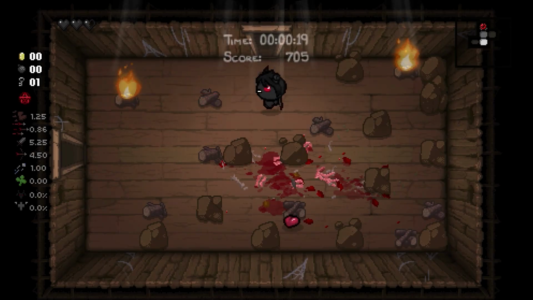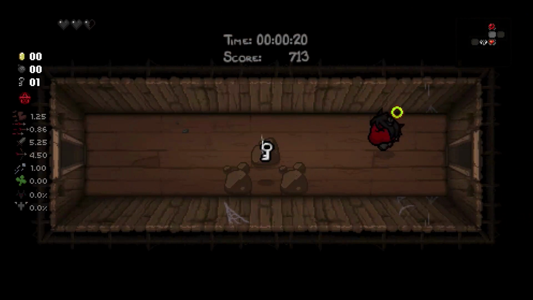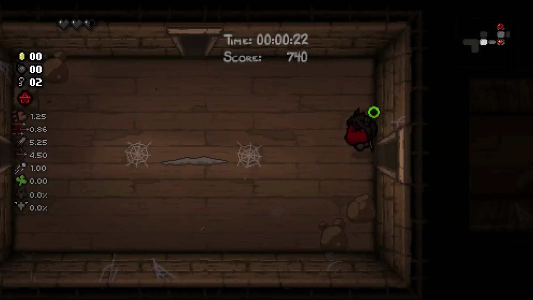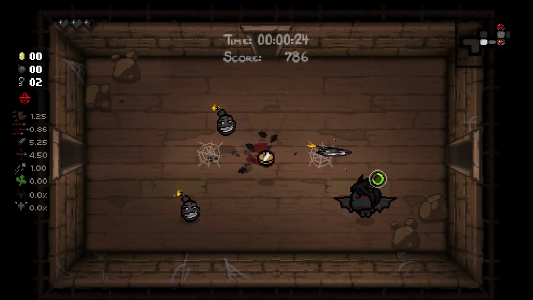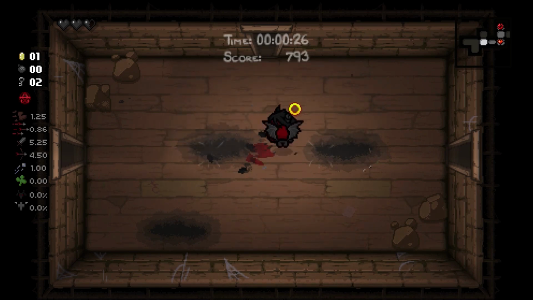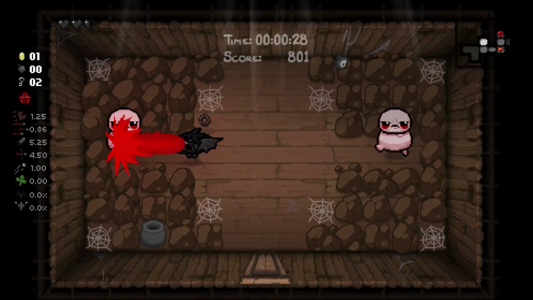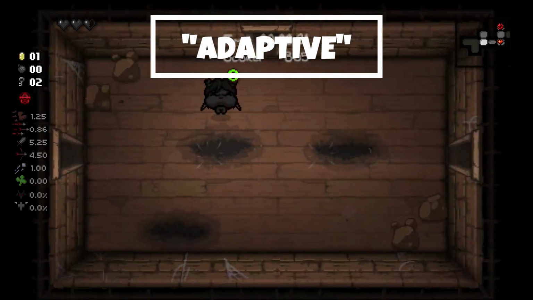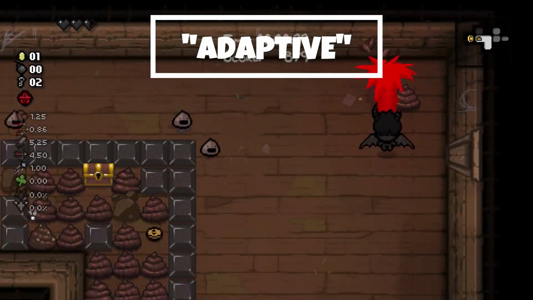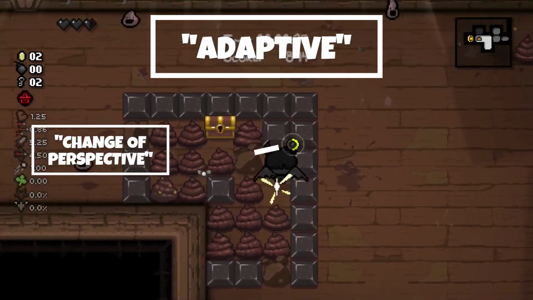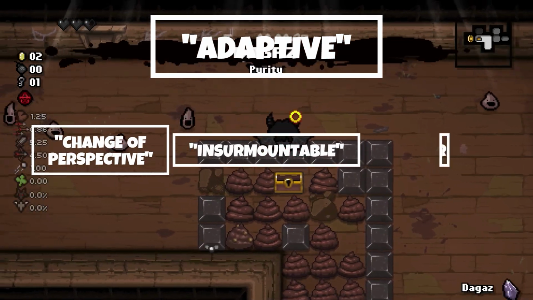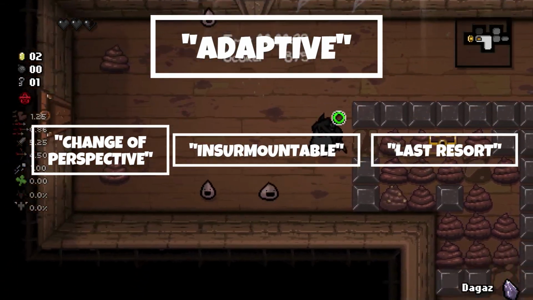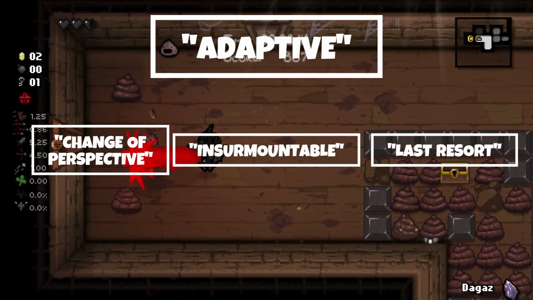Early into the spring semester of 2021, a society at my university which specializes in aspiring game developers, designers, and artists, named the Playmakers Society, held a 48-hour game jam, with the main theme being adaptive, which had to be included in the game, and the choice of 3 sub-themes: change of perspective, insurmountable, and last resort, with at least one of the 3 sub-themes required in the game as well.